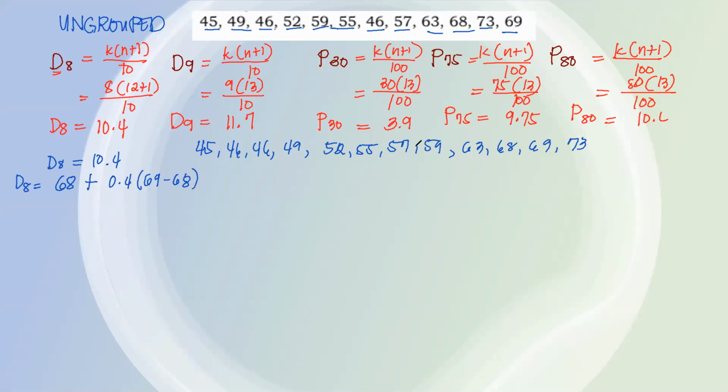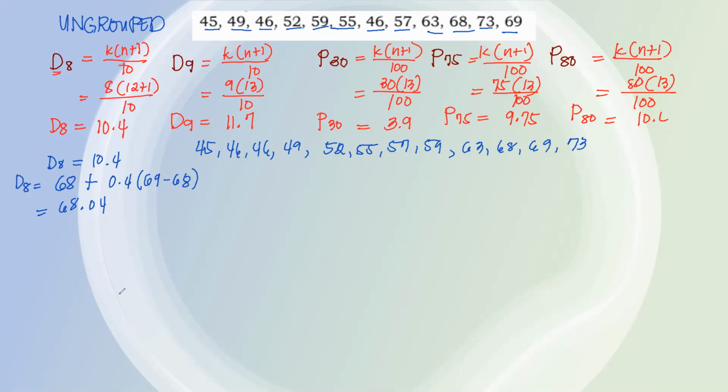10, 11. 1 lang, no? 1 times 0.4, 0.4 din eh. So this is 68.4. Did you get the same answer?